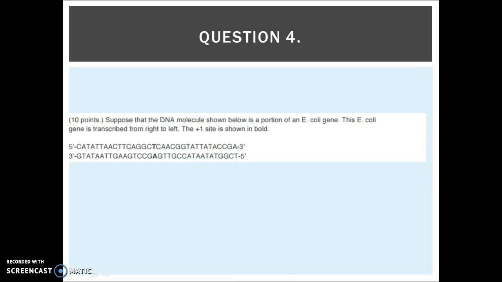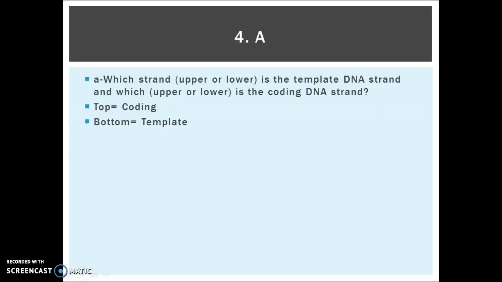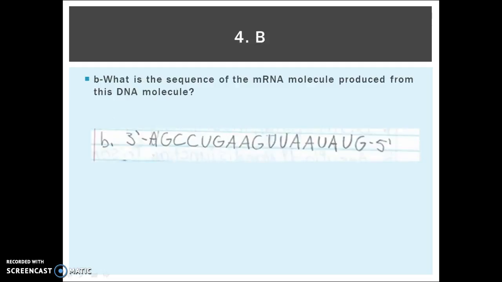So question 4. Suppose that the DNA molecule shown below is a portion of an E. coli gene. This E. coli gene is transcribed from left to right, and the +1 side is shown below, and we see the 2 strands here. So A, which strand, upper or lower, is the template DNA strand, and which is the coding DNA strand? So top is coding and bottom is template.